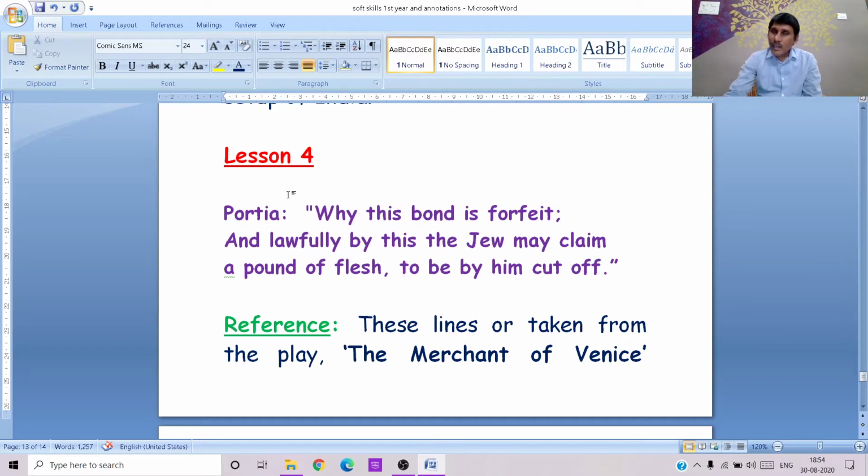So here a character is speaking. What is the name of the character? Portia. "Why, this bond is forfeit, and lawfully by this the Jew may claim a pound of flesh, to be by him cut off." Generally, characters occur in plays. So what is the play from which this expression is taken? This sentence is spoken by Portia. Who is Portia? From which play does this character occur? That's our task now.